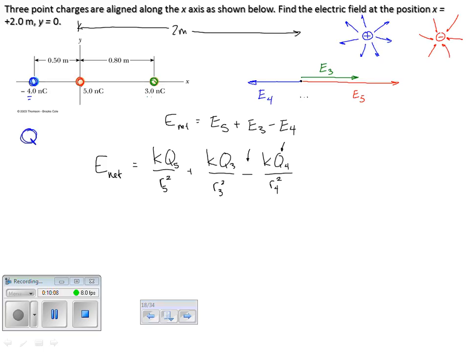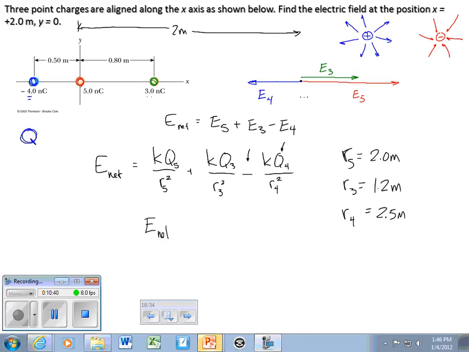Okay, something to remember, R5 is that 2 meters, right, from the diagram. R3, well, it's 2 meters minus that 0.8 meters, so that's 1.2 meters. And R4, 2 meters plus that half meter, 2.5 meters. Okay? So plug in and see what you get.